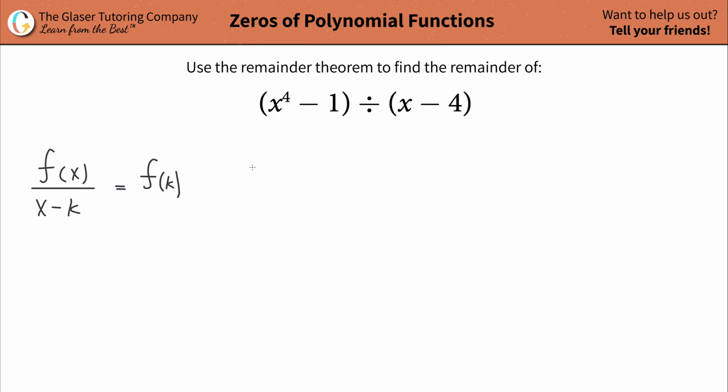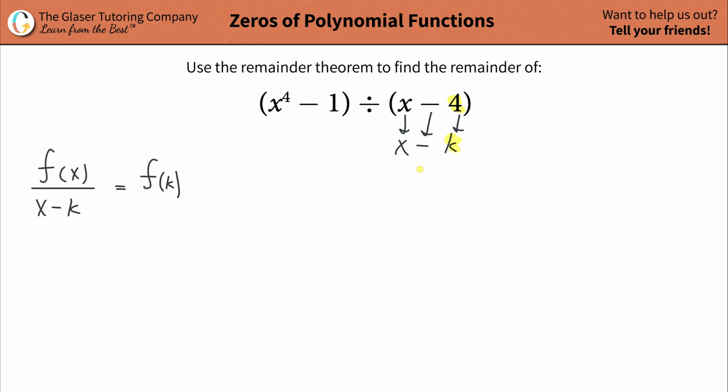So what I need to do is find the value of k. Now this is really easy. All I do is take this model x minus k, and I just realize that it matches perfectly. There's your x, there's your minus term, so your k is simply going to be 4. Not negative 4, but 4. That is the value of k.